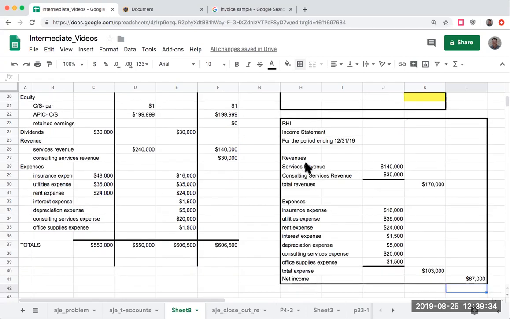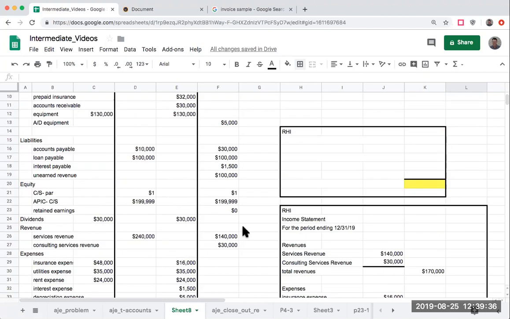The next statement that I'm going to be asked to prepare is my statement of retained earnings. Why do I prepare the statement of retained earnings next? Because this statement of retained earnings is the bridge between the income statement and the balance sheet. Very, very important to be preparing this next.